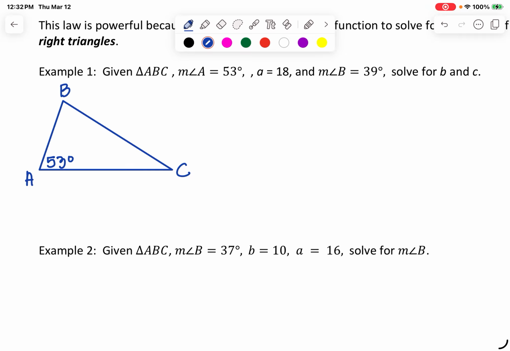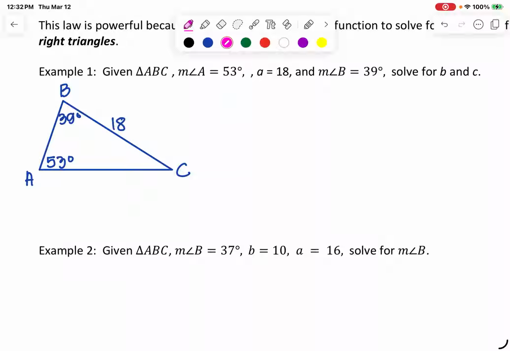Side A is 18, so you're gonna go opposite of angle A and label that side 18. Angle B is 39 degrees. And then it says solve for B and C. So one at a time, right? Okay, so first off, we have to decide which law we're using.